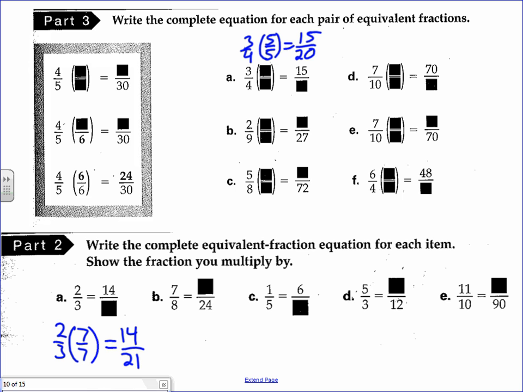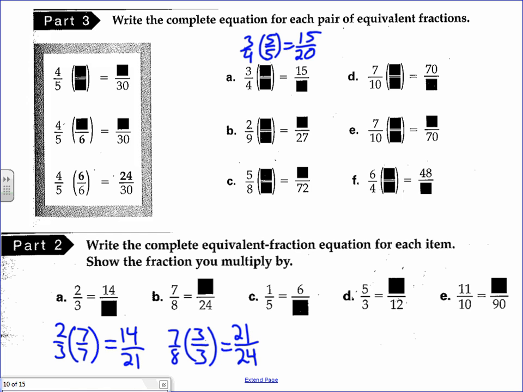I'll do one more here with you. For B, we've got 7/8. I'm taking that times some fraction that equals 1. And that's going to equal something over 24. Well, I look on the bottom, 8 times something is 24. Well, that something is 3. If the bottom is 3, the top has to be 3, so that fraction equals 1. And then 7 times 3 is 21. So 7/8 equals 21 over 24.